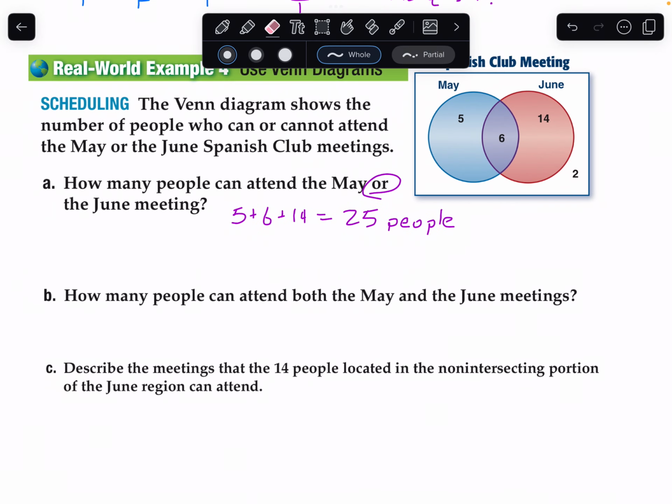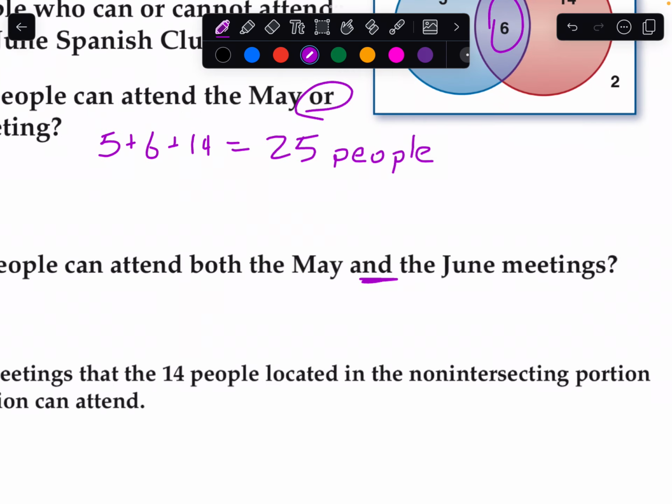How many people can attend both the May and the June meeting? Well, from the Venn diagram, we're looking only at the intersection. So that would be only the guys in the middle. So that would just be 6 people.